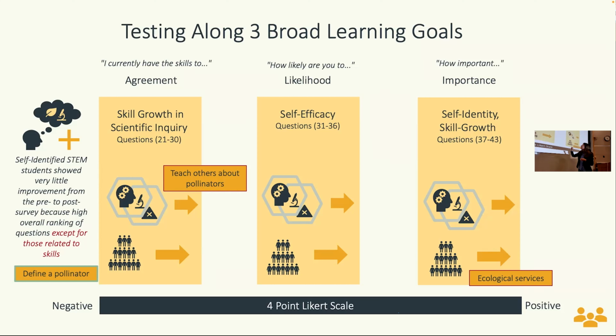But for other questions across groups, self-identified STEM didn't really show much improvement for teaching others about pollinators. So maybe they feel a little less confident in a skill like this. And then also for overall students, they didn't really show much improvement for ranking of ecological services, which means that maybe our module just didn't really cover it enough. And so they don't really understand the importance of these relationships.